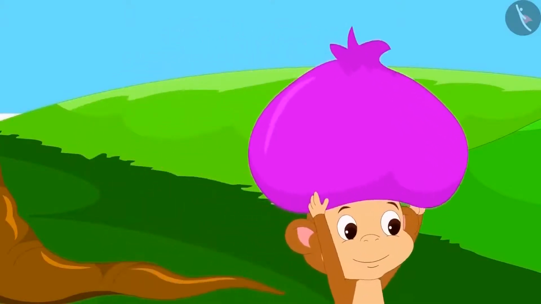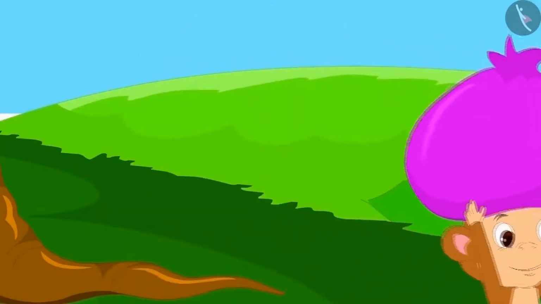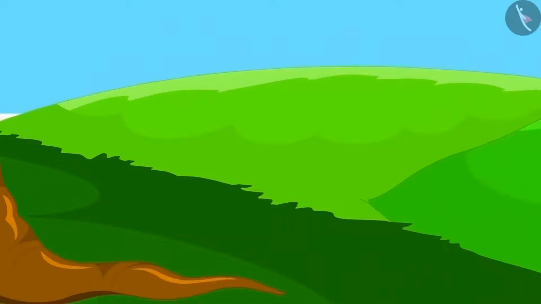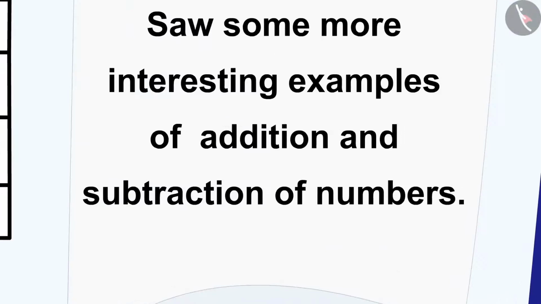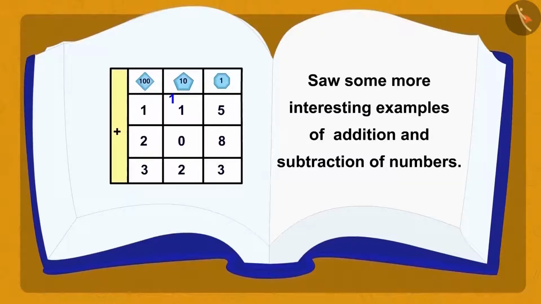Thus, Babban taught the monkeys a good lesson. From that day, the monkeys never bothered anyone. Children, in this lesson, we have seen some more interesting examples of addition and subtraction of numbers. In the next lesson, we will learn some interesting facts about it.